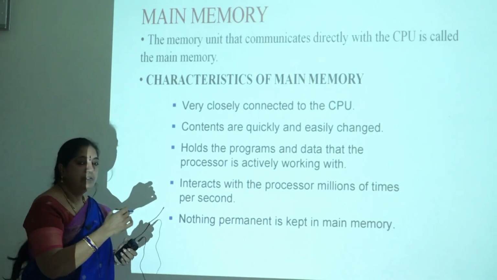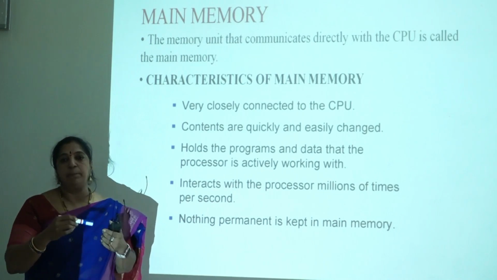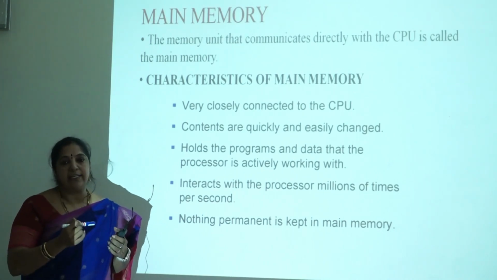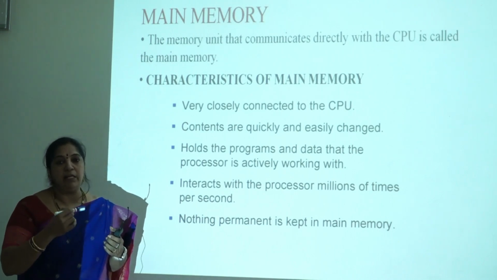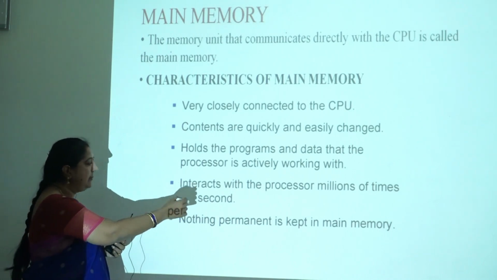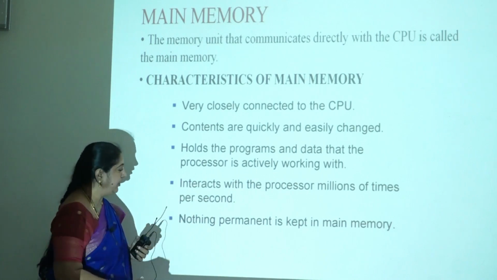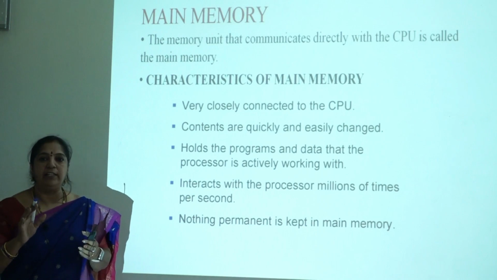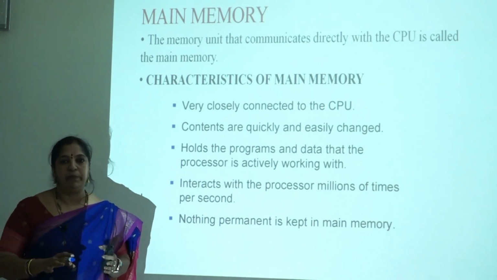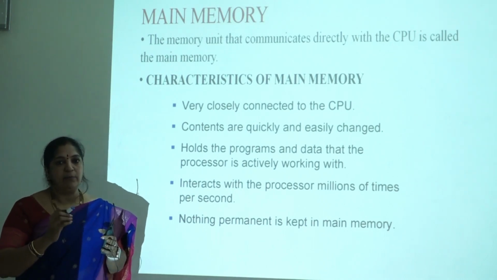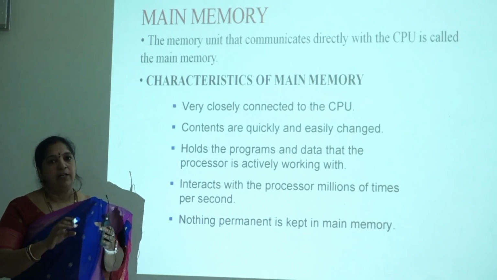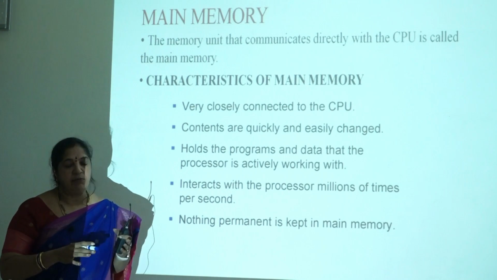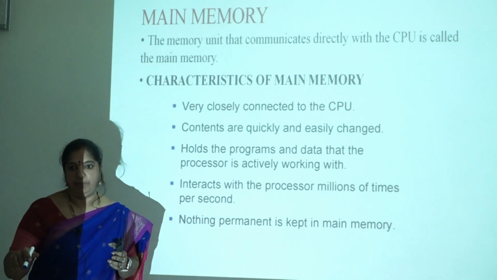Based on the speed of the processor, in 1 second, some million times the processor will be interacting with the main memory. And whatever you are storing in the main memory, nothing is permanent. Once you switch off the system, everything you stored in the main memory is gone. That is why we call it volatile memory.